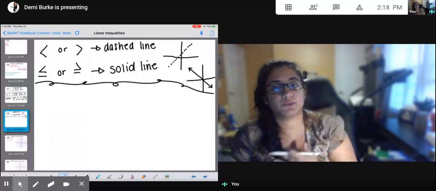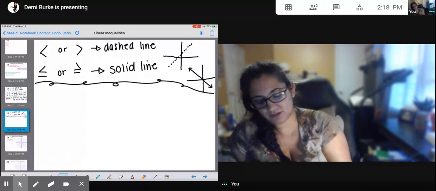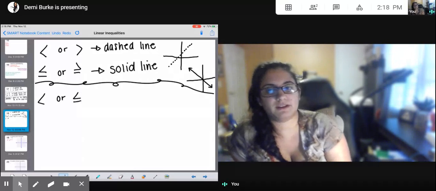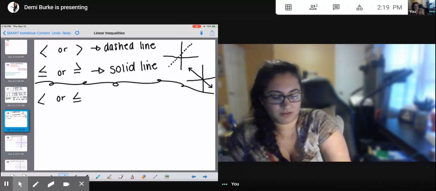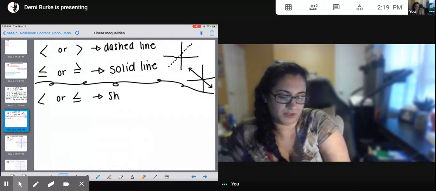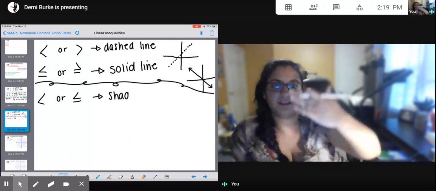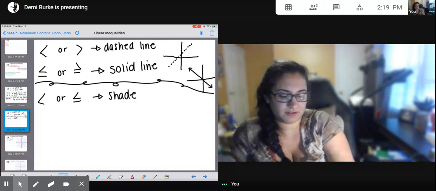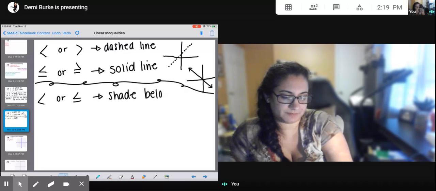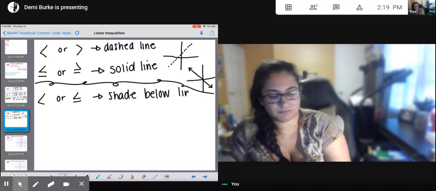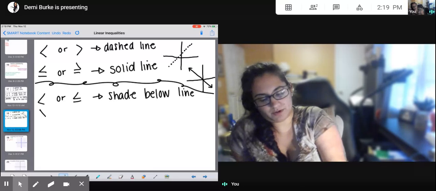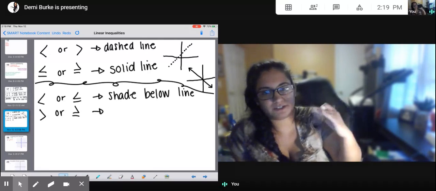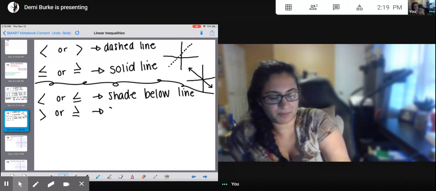Something else you might see is when we're graphing these inequalities, you're seeing whether they're shaded or not. So if you see a less than or equal to, it is being shaded below because it's less than, it's lower, it's below the line. Shade below the line. And if you see greater than or greater than and equal to, greater is higher, it's rising, it's shaded above the line.